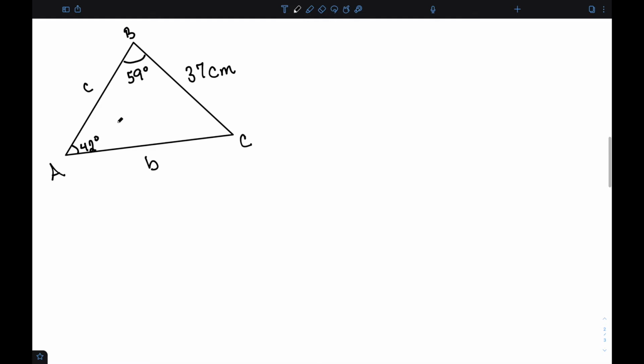Let's look at this triangle here where I have two angles and a side. This is called an SAA triangle because I have a side, an adjacent angle, and then the next angle as I move around. And I want to be able to solve this triangle, meaning I want to know all of the angles and all of the sides. Let's start with angle C.